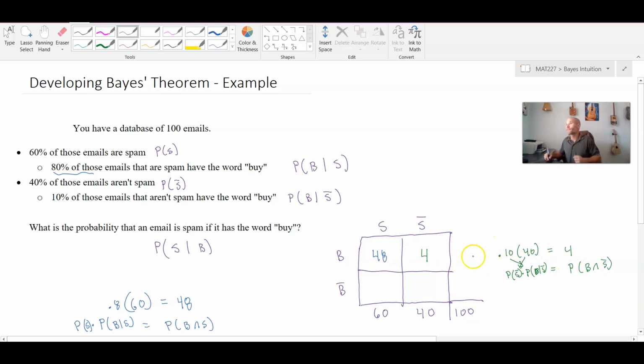Now at this point we have enough to fill in all the blanks. So if 48 of all the spam emails have the word buy in it, that means 12 do not, so that they sum to 60. And I'm just going to use a different color here, 12. And since 40 emails are not spam, but 4 of those do have the word buy in it, that means 36 do not have the word buy in it. At this point, we can fill in the rest of the table. We know that 48 plus 4, that's 52, which gives us all the emails that have the word buy in it. And we could add 12 and 36 here, that gives us 48. And nicely, like this beautiful puzzle, 52 plus 48 should sum to 100. And if we add up all these values, they should add up to 100 as well.